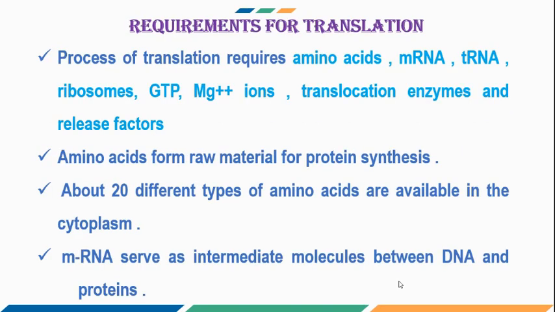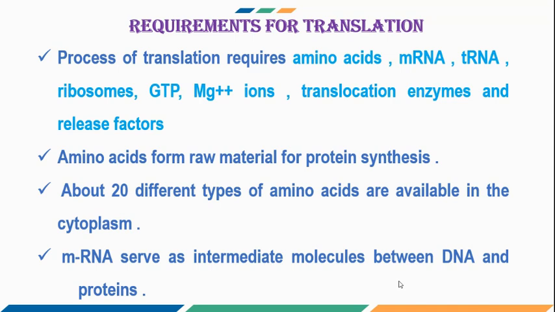ribosomes. The translation process requires amino acids, mRNA, tRNA, ribosome, GTP, magnesium ion, translocation enzyme, and release factor. Amino acids are required for the synthesis of the polypeptide chain. mRNA carries the message from DNA, and according to the message, the protein gets synthesized. tRNA acts as an adapter and brings the new amino acid to join the polypeptide chain.